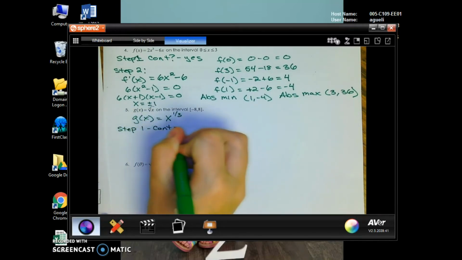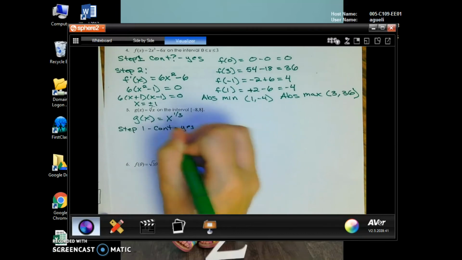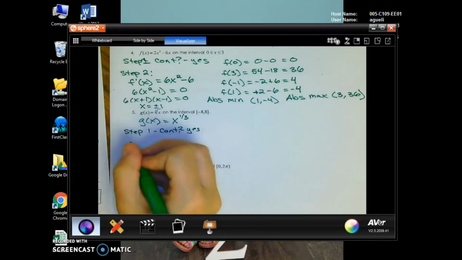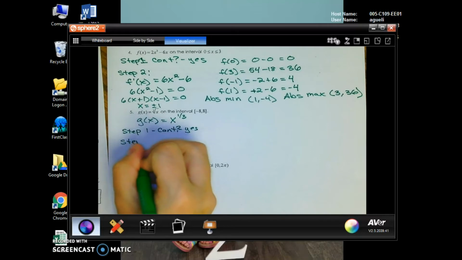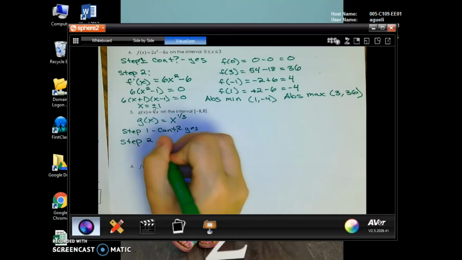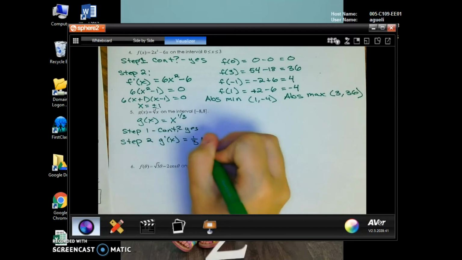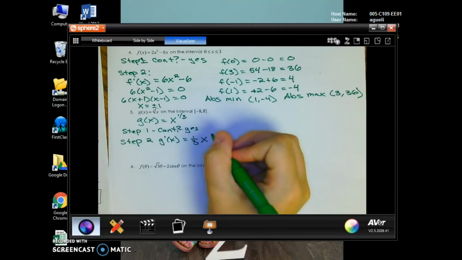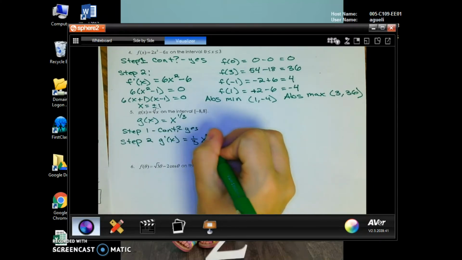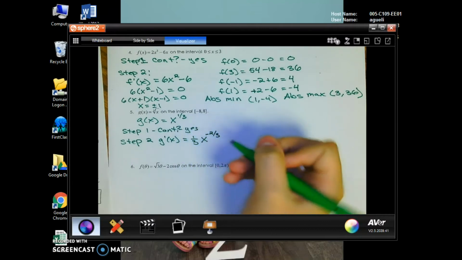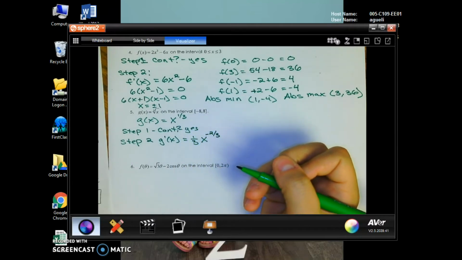You need to say that it is continuous. Okay, so you can say continuous, yep. And step 2 then is to take the derivative. So g prime of x is going to be 1/3 x raised to the, now if I subtract 1 from there, that gives me negative 2/3, okay?